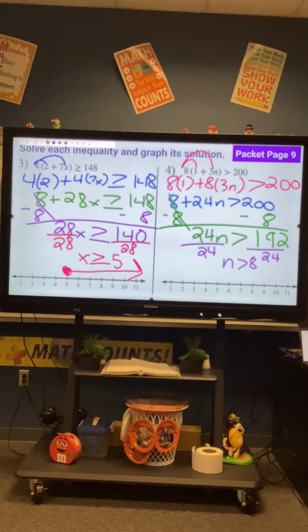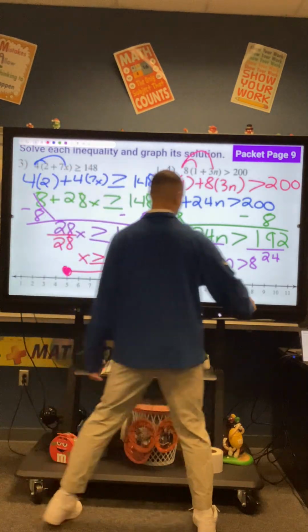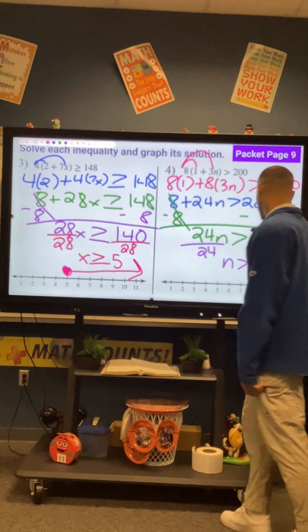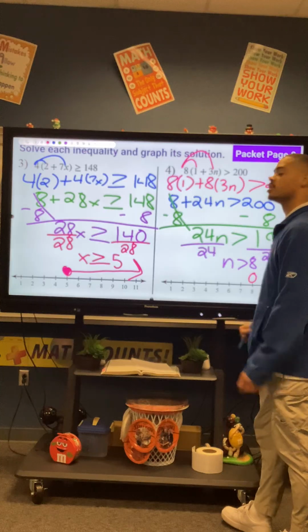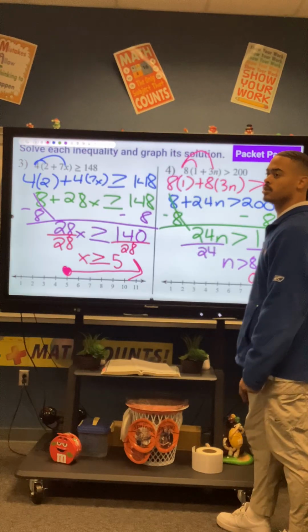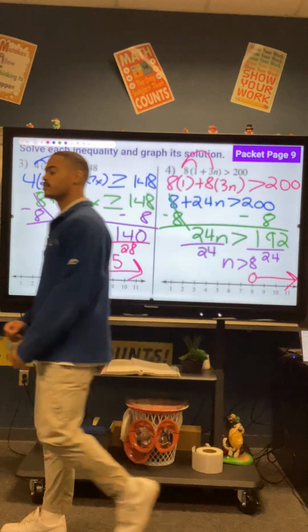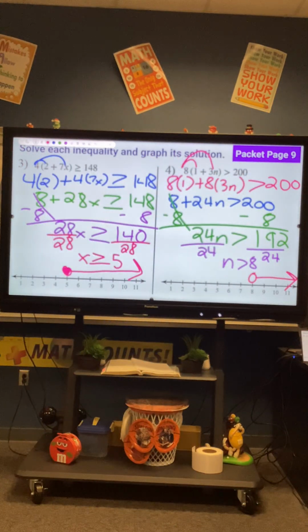You sure about that? So hold on. So first off, when I graph on the number line, the first thing I want to do is what? So go to 8 first, right? Is my circle open or closed? Uh-huh. And am I going to the left or to the right?